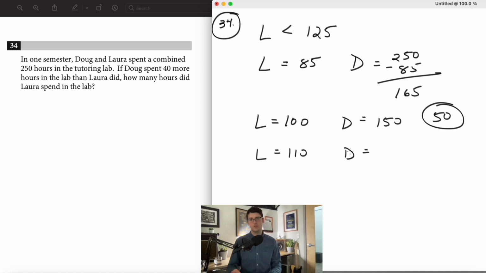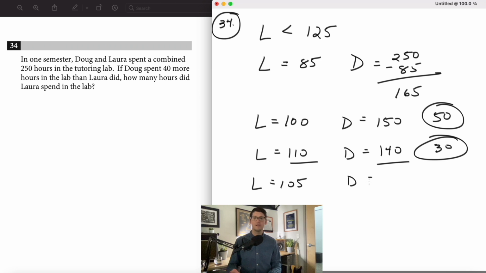And I'm trying these numbers just to show you in good faith what would happen if you just picked some numbers. Look, now we're at 30, right? So these add up to 250. Now we're at 30. So the difference between those, we want to get halfway in between there. It must be that L is 105 and then D is 145. Those add up to 250. And the difference is 40.